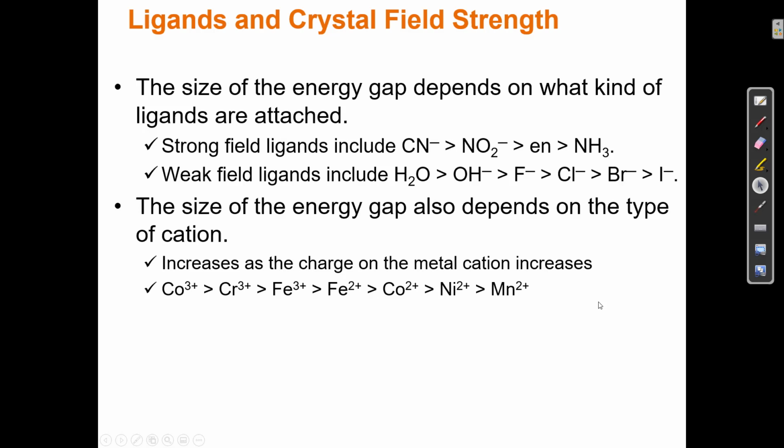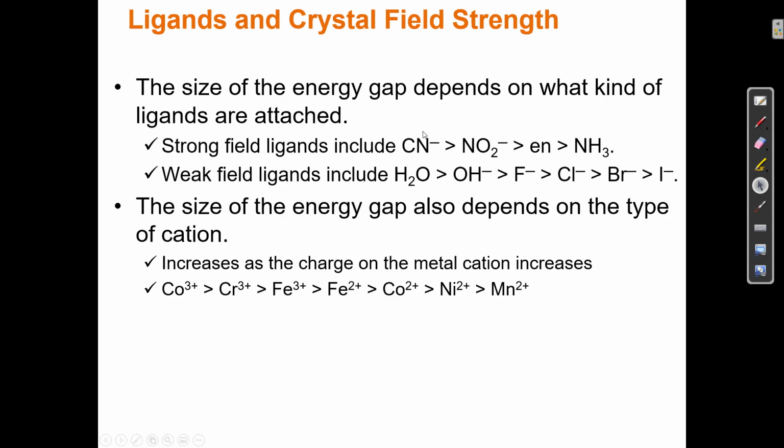And among the weak field ligands, we have H2O, which is the strongest of the weak field ligands, but it's still considered weak, all the way down to I minus, the weakest of the weak field ligands. So this would cause the least amount of splitting, delta would be the smallest, and this would cause the most amount of splitting, delta would be the biggest.